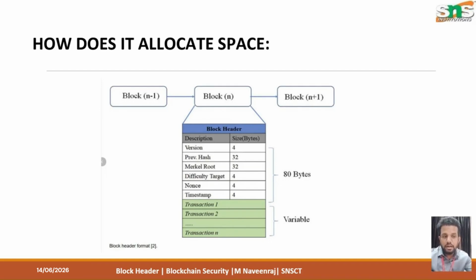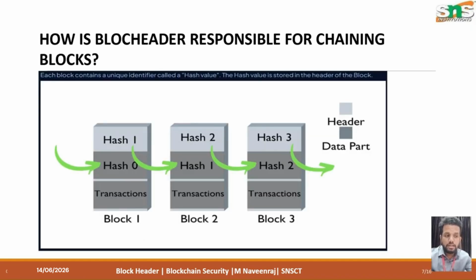A block header contains six important fields. The first is the version, which specifies the blockchain rules. It helps nodes understand which protocol version is used. The second is the previous block hash. This stores the hash of the previous block and creates a cryptographic link. It ensures the blocks are in the correct order. If one block changes, all the next blocks become invalid. So this is the main advantage of the second field, the previous block hash.